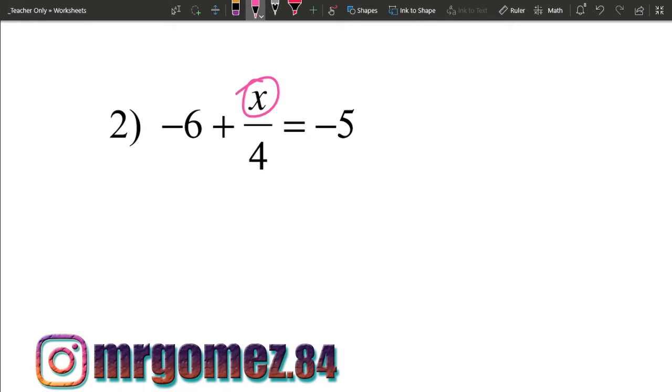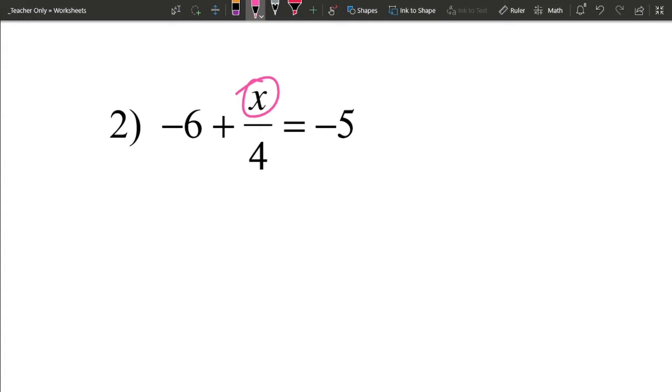That's a -6, so next it's subtracting 6. The opposite of subtracting is adding. And what I'm gonna do is rewrite this equals and do this over here.